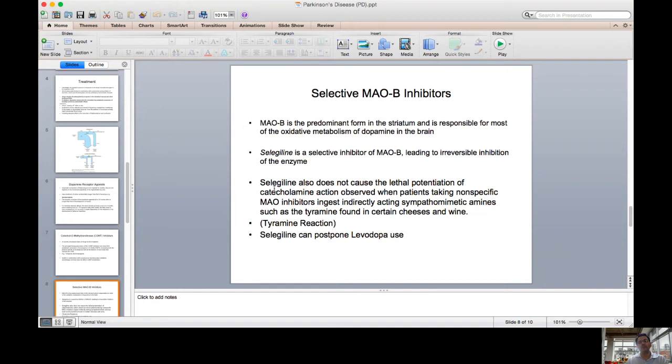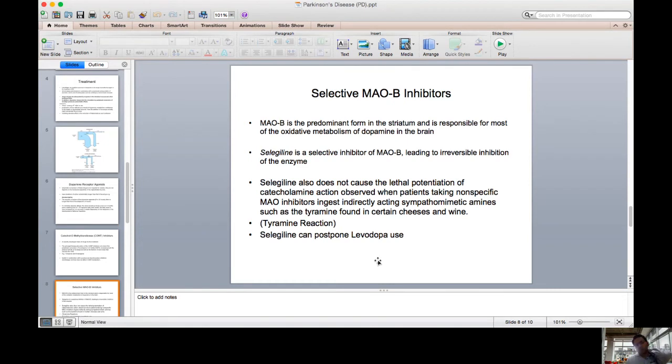Selegiline is a selective inhibitor of MAO-B, leading to irreversible inhibition of the enzyme. Selegiline also does not cause the lethal potentiation of catecholamine action observed with patients taking non-specific MAO inhibitors and indirectly acting sympathomimetic amines such as tyramine found in certain cheeses and wine. So selegiline can postpone levodopa use.